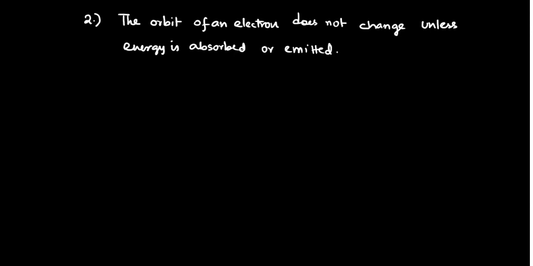Okay, that means as long as an electron is revolving in a specific orbit, it cannot change that orbit and move to some outer orbit or to some inner orbit. It can only do so when we supply some energy to the electron or we extract some energy from the electron. So until and unless we don't disturb the electron, we don't go for any kind of energy transaction, the electron will maintain that path and it will continue to revolve in that path.